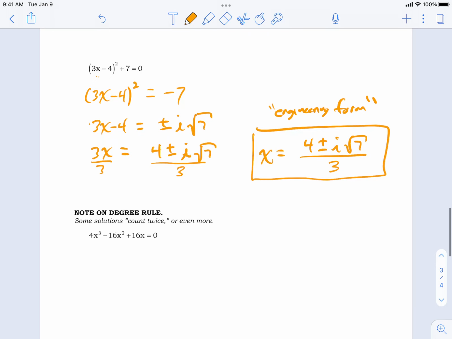If you want the ALEKS form, if you're working in ALEKS, it's going to want you to break this up into 2 separate solutions. It's going to say 4/3. In fact, let me do this a little bit better. 4/3 plus i root 7 over 3, I would actually write it this way, put the i separate out like this, and then 4/3 minus that thing. That's the ALEKS version of this answer. You can use either. I don't care which one you use. The engineering form's fine. Okay.